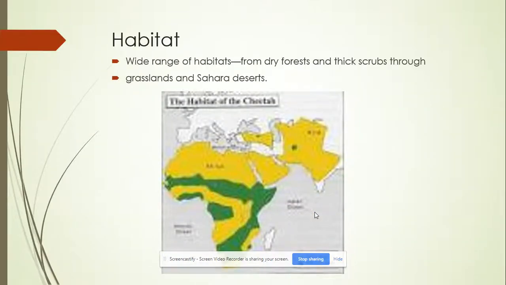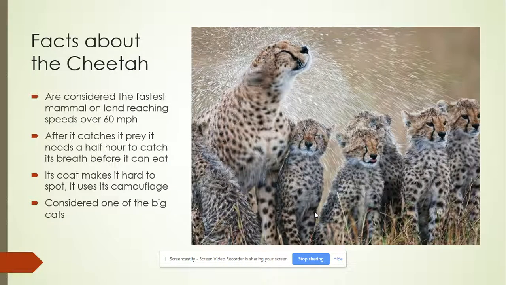As you can see in the habitat, there shows the habitat in yellow, which I was talking about, where it used to be, and the green where it is now. Some facts that you didn't see, because I didn't specifically talk about it, was that it ranges from dry forest and thick scrub through grasslands and Sahara Desert. Once again, you'd be missing a lot. You have this awesome picture of the adult cheetah kind of giving a bath to the tiny cheetahs, and some facts I didn't even talk about, like after it catches its prey, it needs a half hour to catch its breath before it can eat.